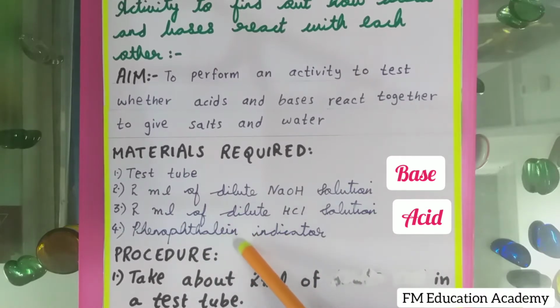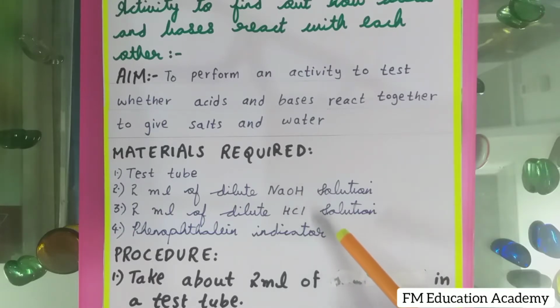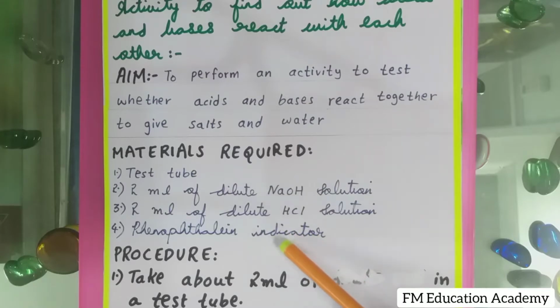So why do we need phenolphthalein indicator? An acid base indicator, or simply an indicator, is a substance which is used to test whether a given substance is acid or base. That is, with the help of indicator we can find out whether any substance is acid or base. Here the type of indicator we are using is phenolphthalein. So whenever there is a change in color, we will know whether it is an acid or base.